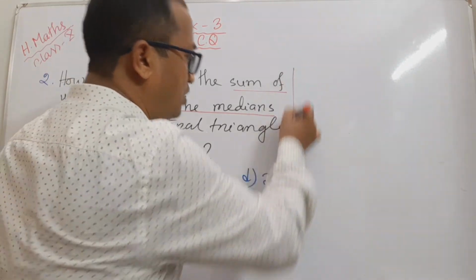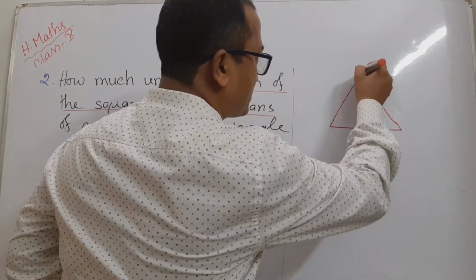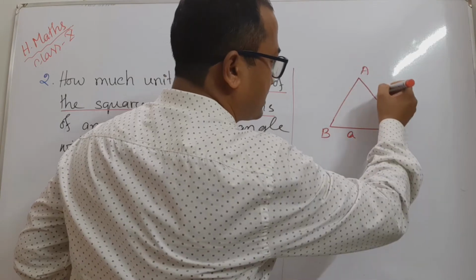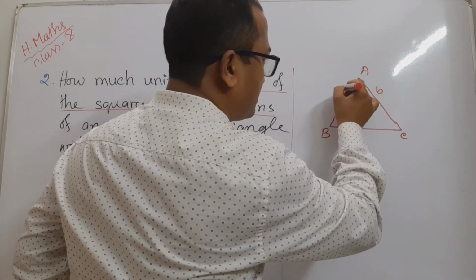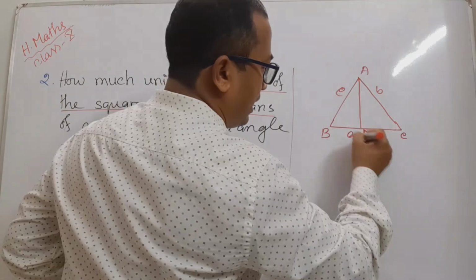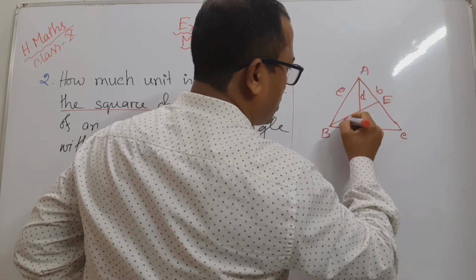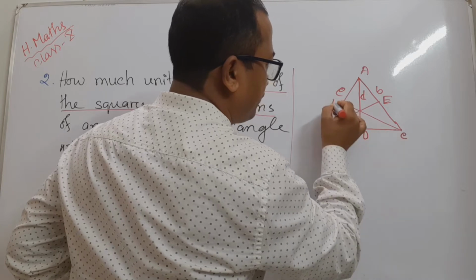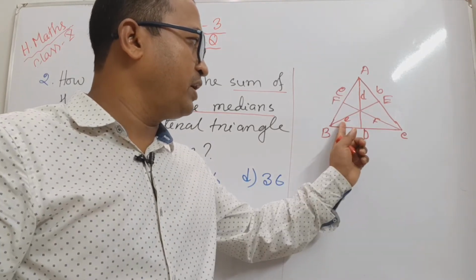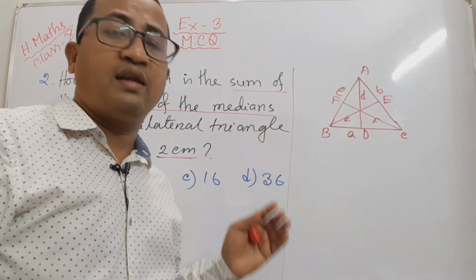That is, look at the board. Say ABC is a triangle and the length of BC is A, the length of AC is B and the length of AB is C. Now draw a median AD and say AD is equal to D, the median BE is equal to E, and the median CF is equal to F. That means the three medians are D, E, F and the three sides of this triangle are A, B, C.